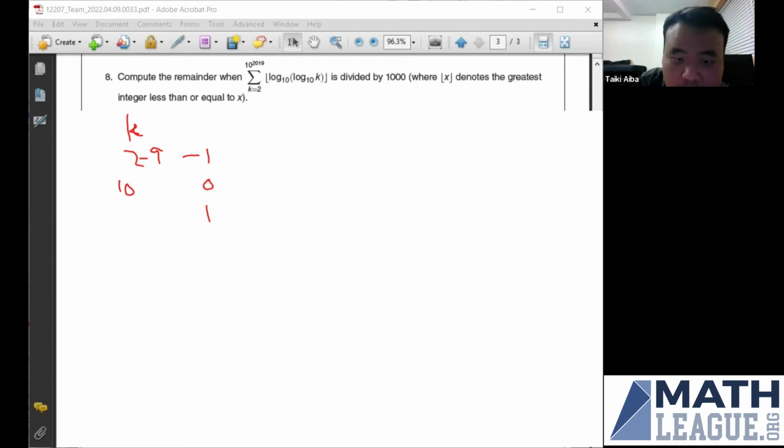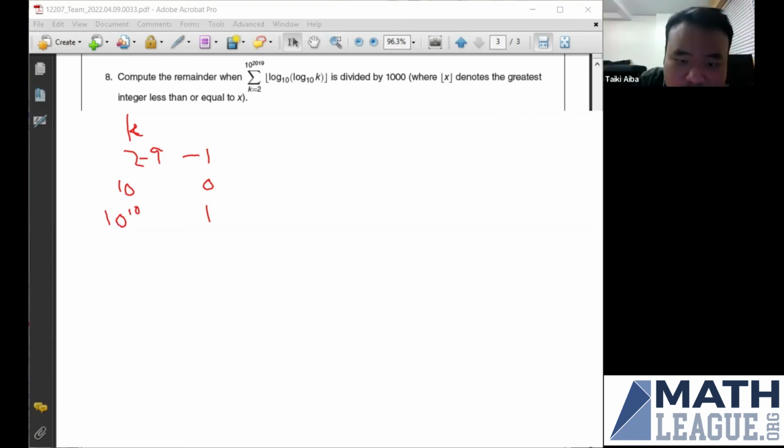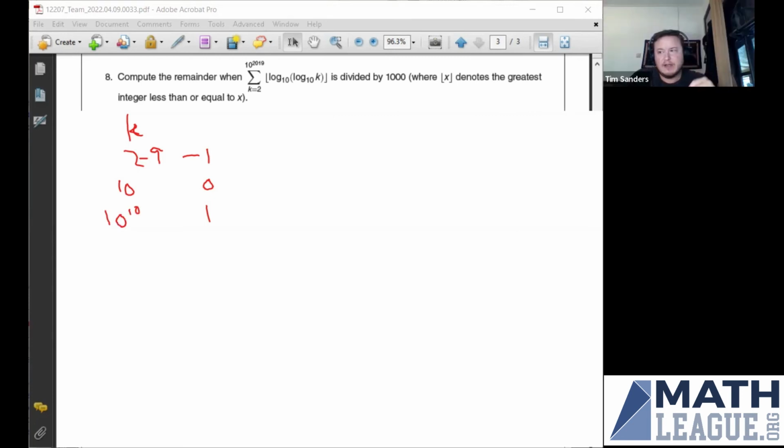So 10 to the 10, wait. 10 to the 10 is going to give us a 1? I think so. Because the log of 10 to the 10 is 10, and then the log of 10 is 1. Yep, so 10 to the 10 is the first 1 that we get.